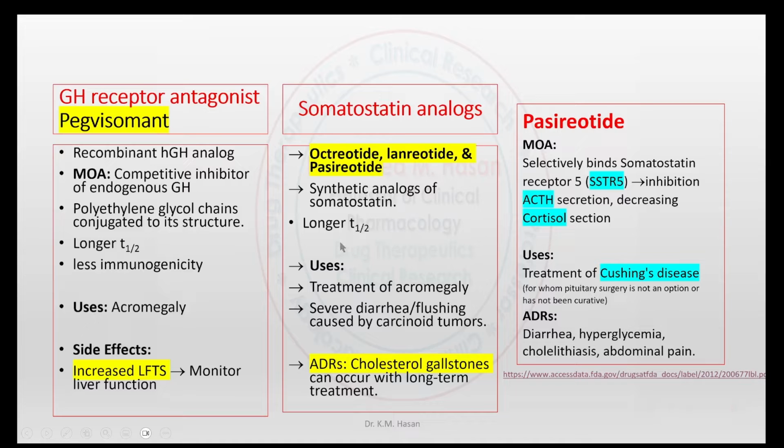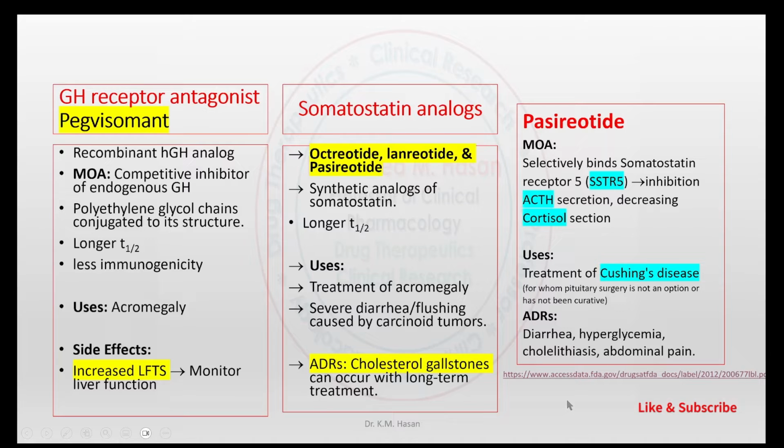Advantages: longer half-life. We use this medication for patients with acromegaly. We also use it for patients with a subtype of tumor called a carcinoid tumor. The carcinoid tumor is associated with severe diarrhea and flushing, so sometimes when you have patients with a carcinoid tumor, we can use octreotide, lanreotide, and pasireotide. The patient may suffer from gallbladder abnormalities or gallstones with long-term use of this medication. This medication is very expensive, and it costs a lot of money for the patient and the insurance.